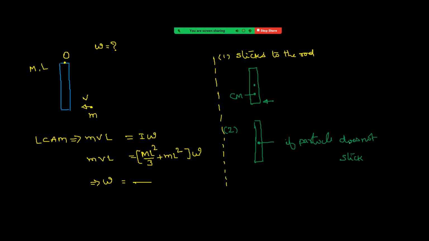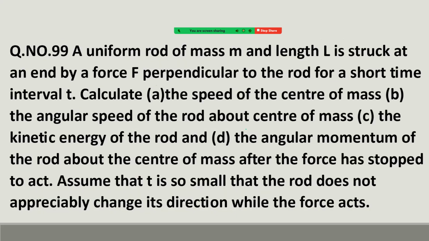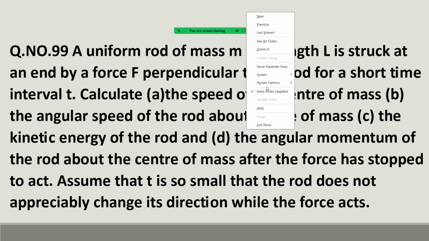Coming to here, it does not stick. The rod rotates about the center of mass of the rod, so we conserve about the center of mass of the rod. So in these three cases, the common point is we conserve angular momentum about the axis a body rotates. Okay, so I hope you got the clarity. Let us go for the next question.